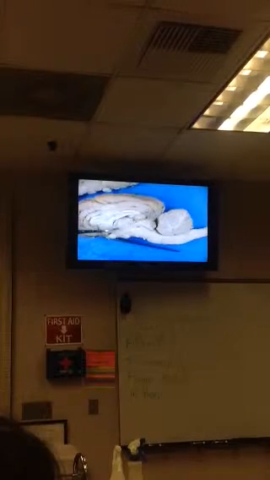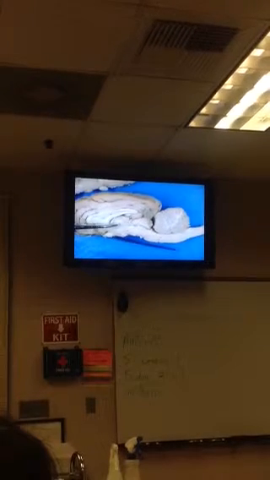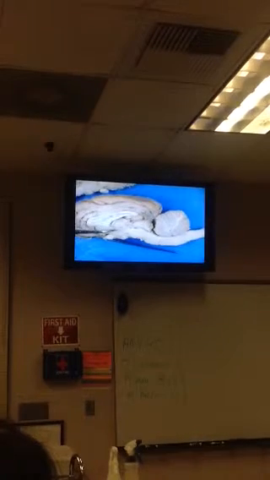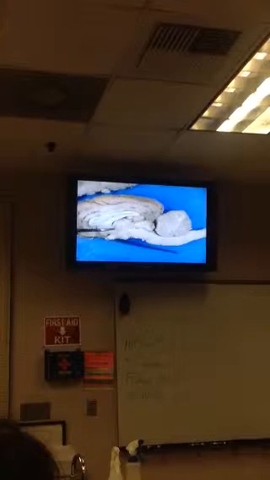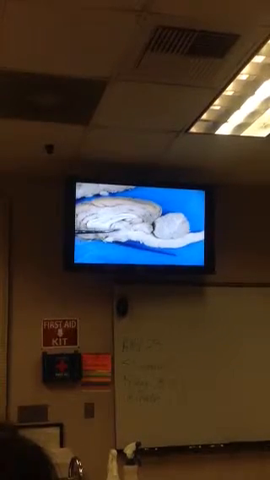In the middle of the thalamus, you see this little dark spot right there? Right there. See that? That's the intermediate mass. Sometimes it's very difficult to distinguish. So it's that little discolored spot right there in the middle.